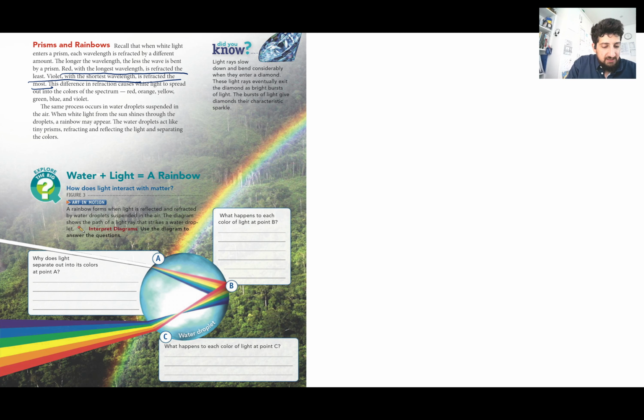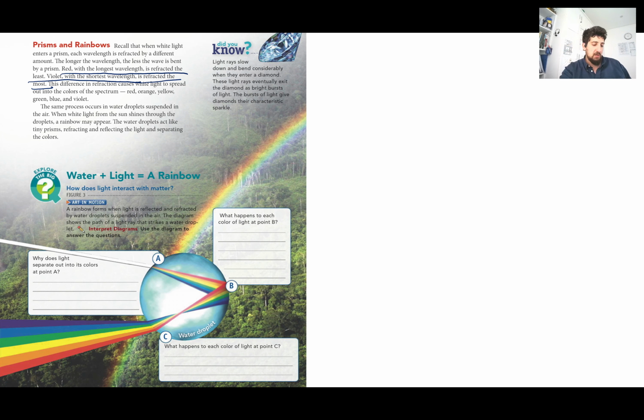The same process occurs in water droplets suspended in the air. When white light from the sun shines through the droplets, a rainbow may appear. The water droplets act like tiny prisms, refracting and reflecting the light and separating it into the different colors. Okay, so let's have a look here. So we've got a diagram and we've got to answer some questions. We've got white light coming in. Let's just have a look at the diagram. I don't want to read the questions just yet. I just want to have a look, and study it before even reading any of the questions.